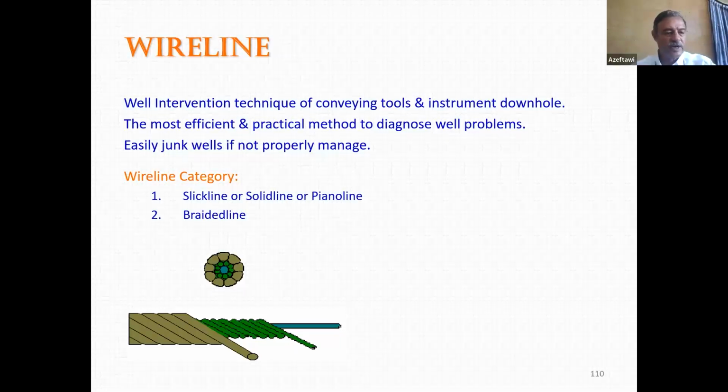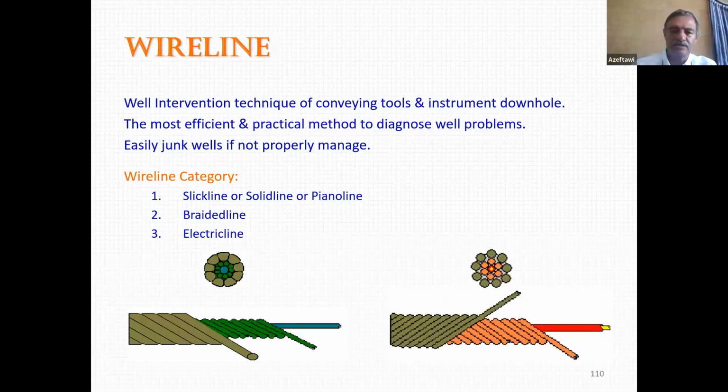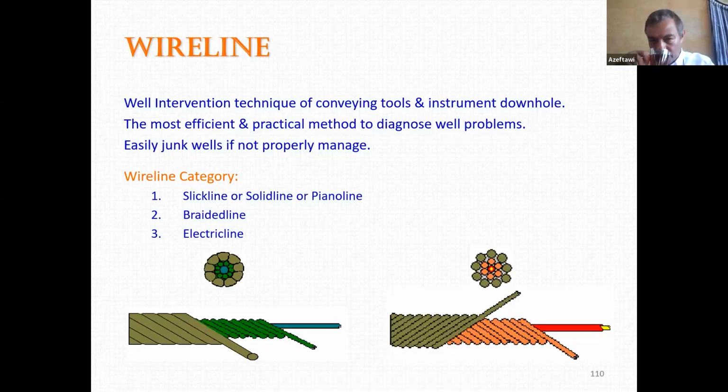The third category of wireline is the E-line. E-line stands for electric line. What you see now in front of you is electric E-line. See what's in the middle? It is an electric cord, an electric cable. These are the three categories of wireline.